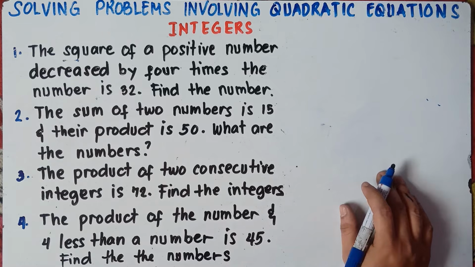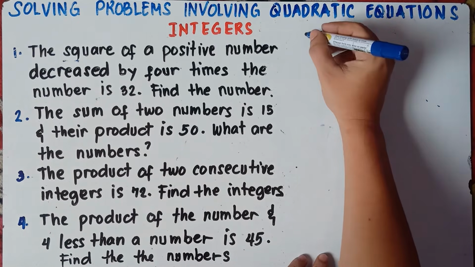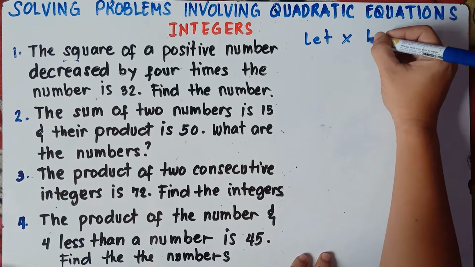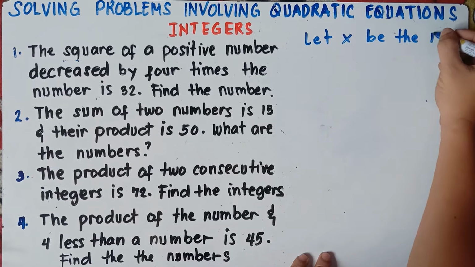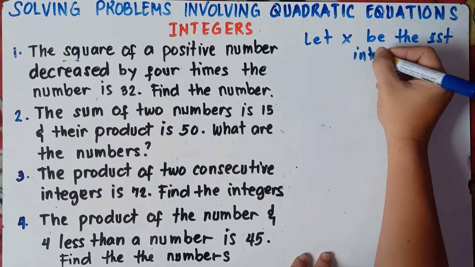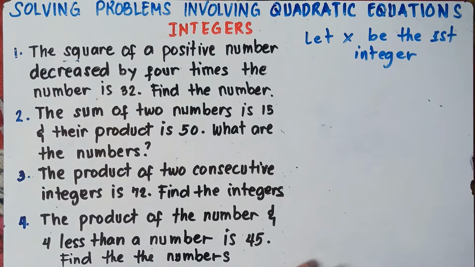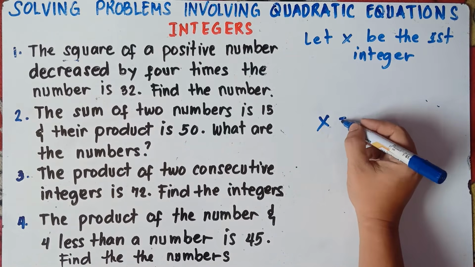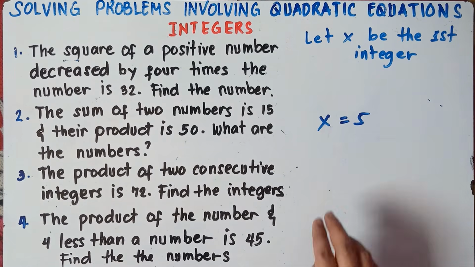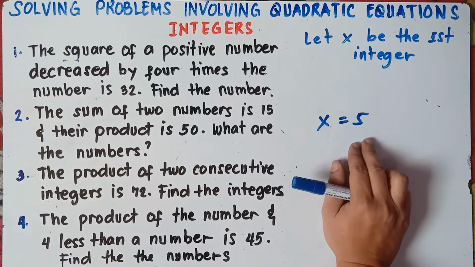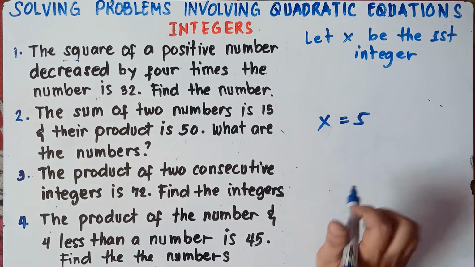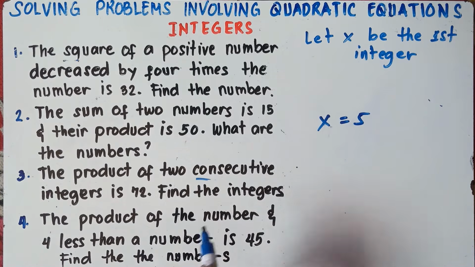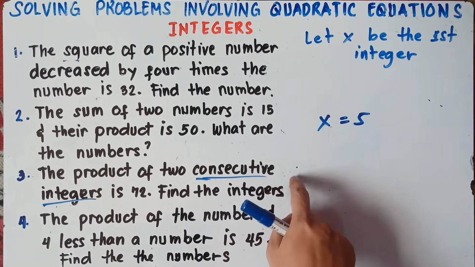Now, since we don't know the integer, we let x be the first integer. If x is your first integer, what will be the next integer, class? Check this one, class. If we assume that our x is equal to 5, or any number, what will be the next number for 5? Because it says consecutive, the product of two consecutive integers. The word consecutive means one after another.